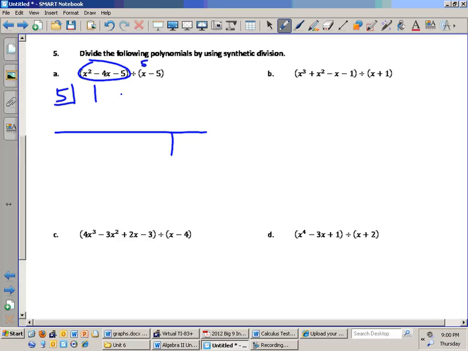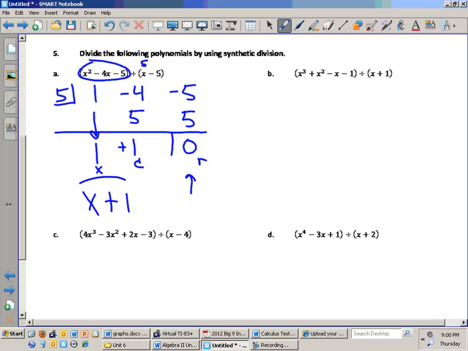They're 1, negative 4, negative 5. Notice how negative 5 goes right over the remainder spot. Drop down your first term, 1, and now multiply. 5 times 1 is 5. Add, get positive 1, excuse me. 5 times 1 is 5. Add, and you get 0. This is your remainder. That's your constant. That's your x. So you have 1x plus 1 is your answer.